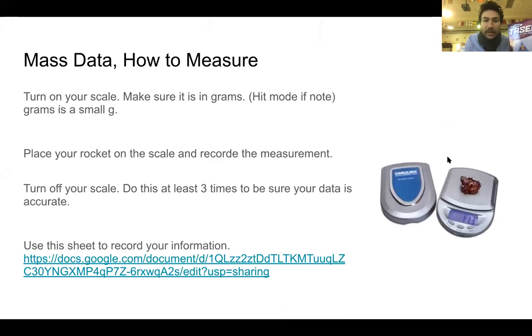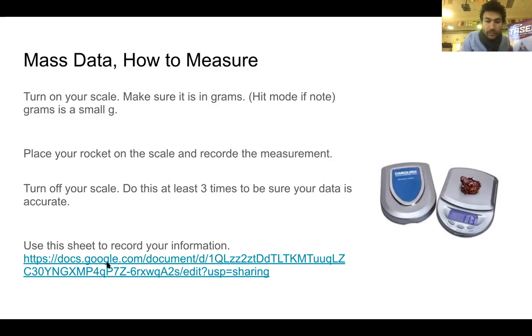So how to measure the mass. You have a small scale in your kit, or I have one for you, depending on where you are. Just turn on your scale, make sure it says grams, hit the mode button. If not, it's one of these 3 buttons. Grams is a small g, you'll see a small g. It should be in grams. Place your rocket on the scale, record the measurement, turn off your scale. Do this whole process a few times to make sure you keep getting the same numbers, to make sure it seems like it's making sense, and then you'll have accurate data.